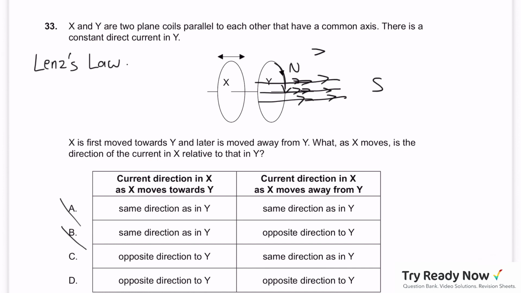And now, if we move away, we're getting less magnetic field this way, which means that we're actually going to induce a current that increases magnetic field that way, which means the direction of the current would be the same in X. Hence, the answer is C.